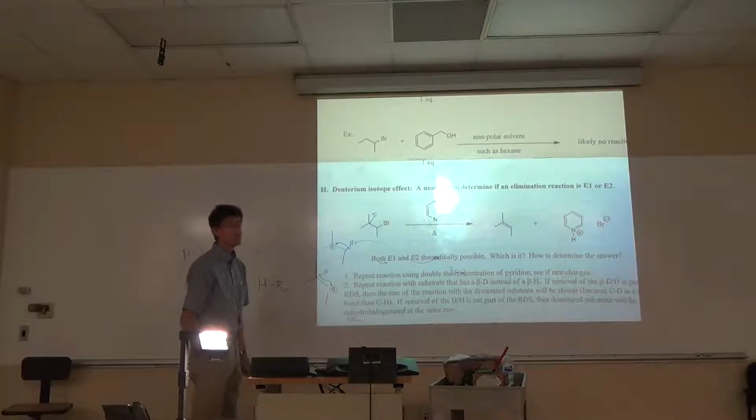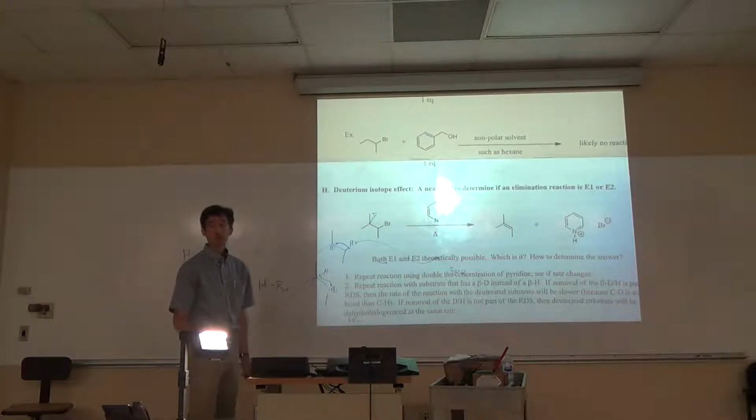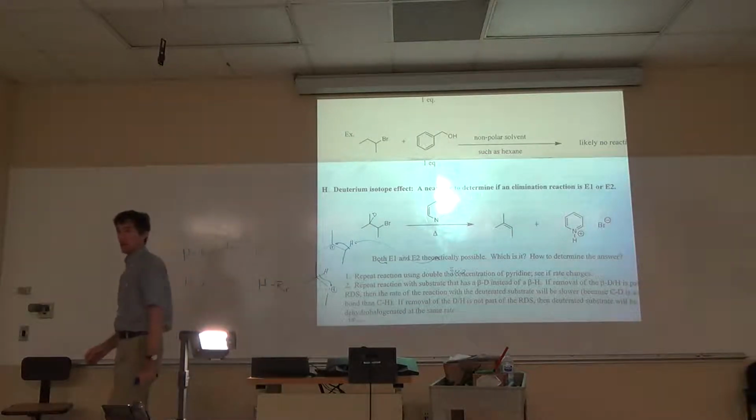Any questions about that? So is there any way for us to know just by looking at that reaction whether it's going to be E2 or E1? It's very tough, it's borderline. You'd have to do one or two to get more information. One or two are two different ways to determine this. One you already knew. Two is new. Two is called the deuterium isotope effect.